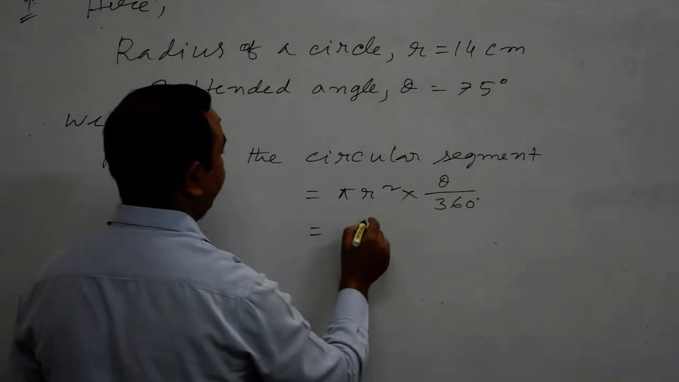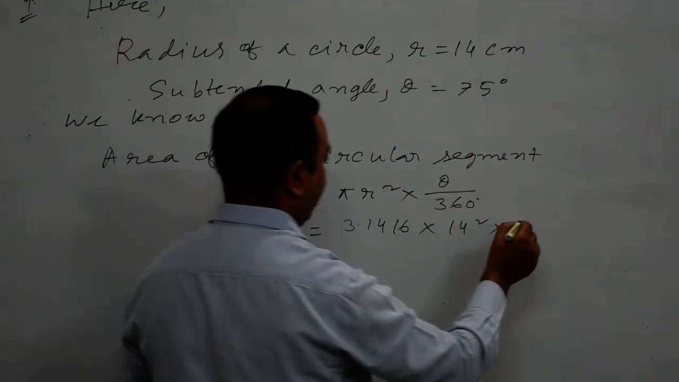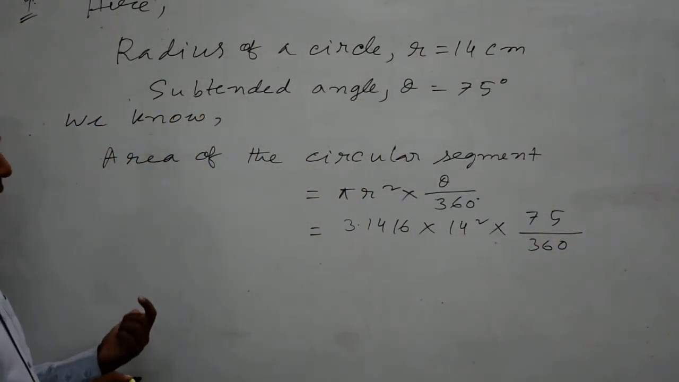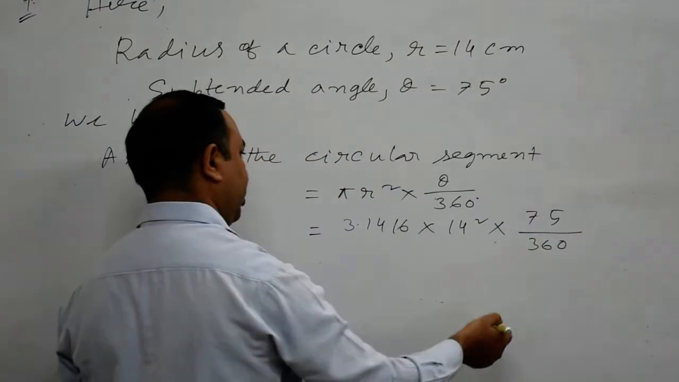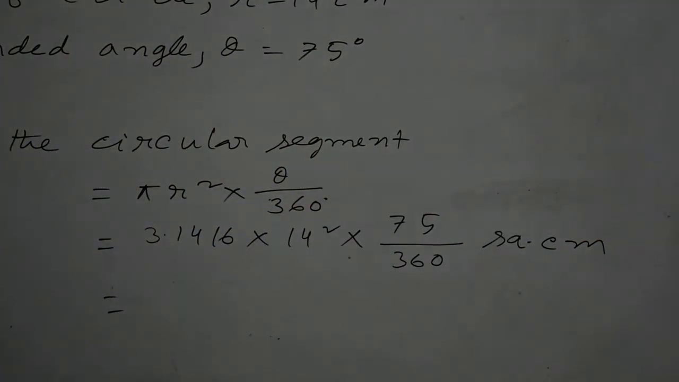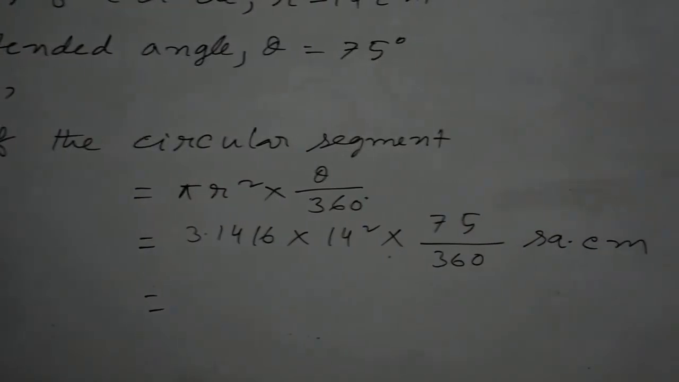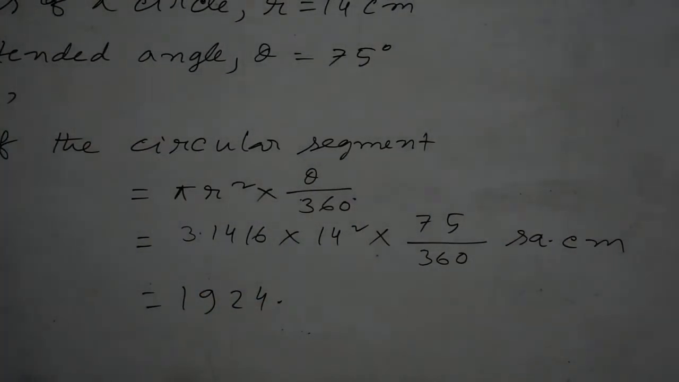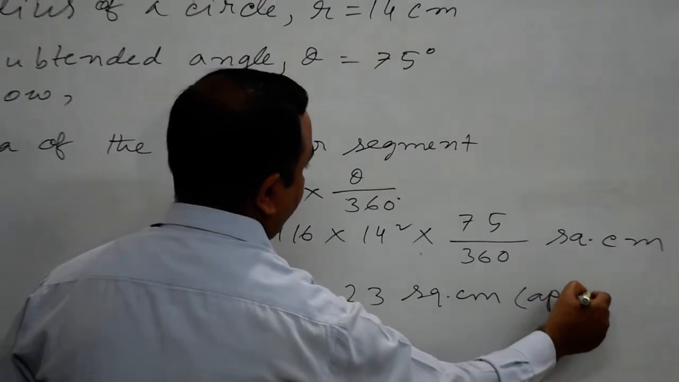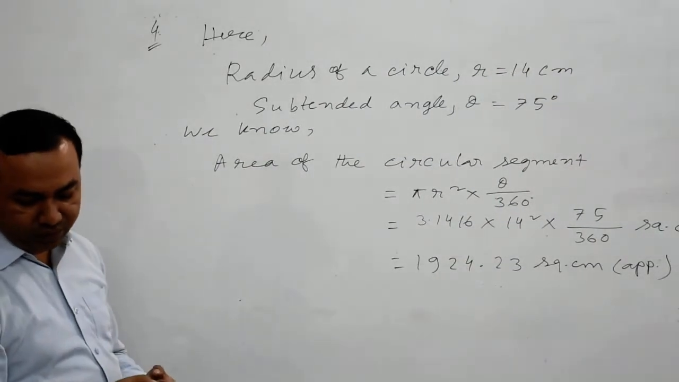Now substitute the values. 3.1416 into r square means 14 square, and theta by 360, theta means 75. When you substitute the values, you must remove the unit of degree from numerator and denominator. Just here write as per the question what is the unit, square centimeter. So result will be 1924.23 square centimeter approximately. For verifying the result, you can use the calculator and check out the result.